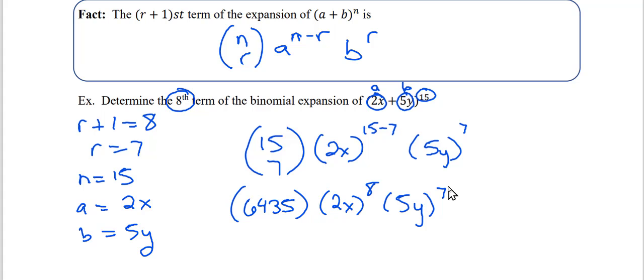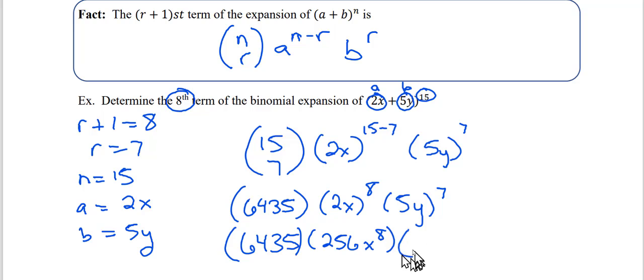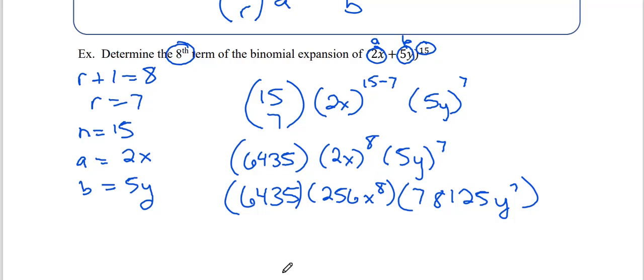Well, we know when we have 2x to the 8th that we have to raise 2 to the 8th, which is 256 x to the 8th. And here we have to raise 5 to the 7th, which is 78,125 y to the 7th. And now let's multiply all those numbers, right? We can just put all the numbers together. They're multiplied. 6,435 times 256 times that 78,125.